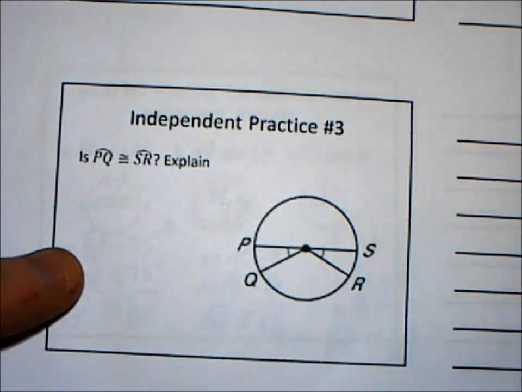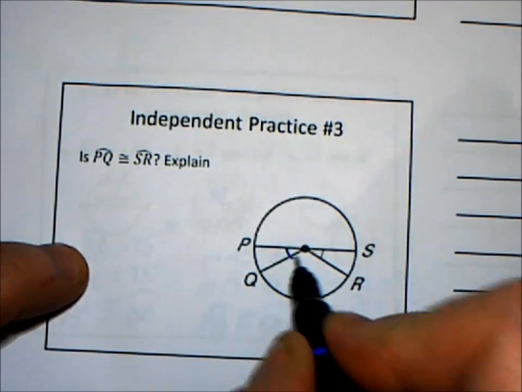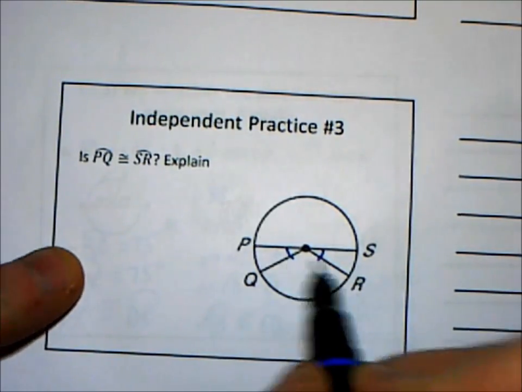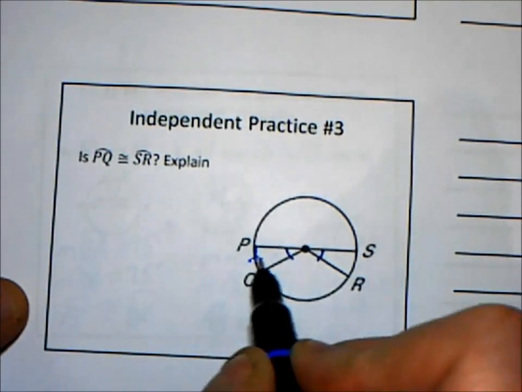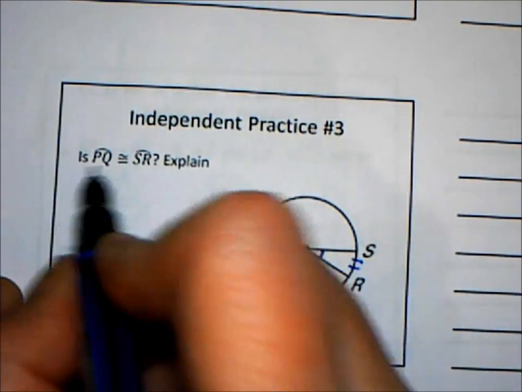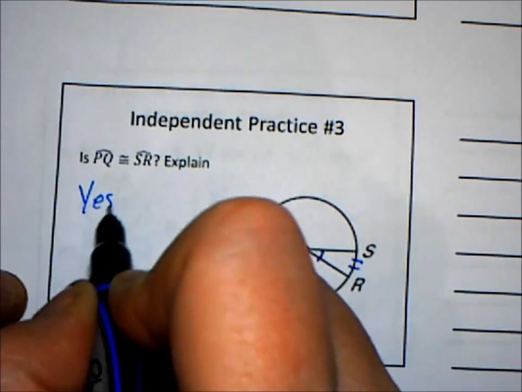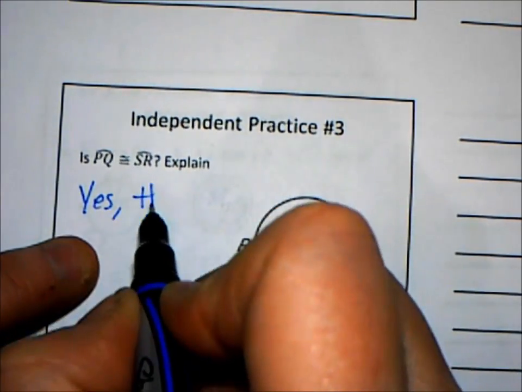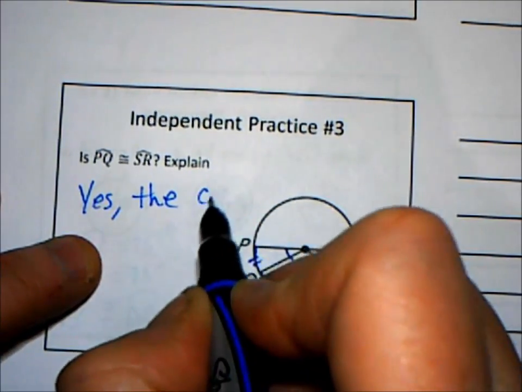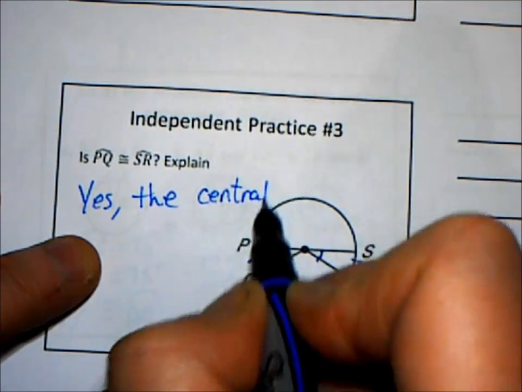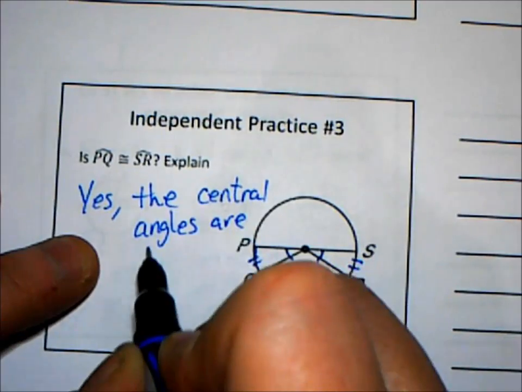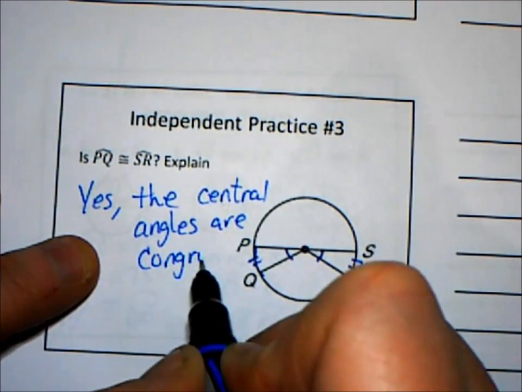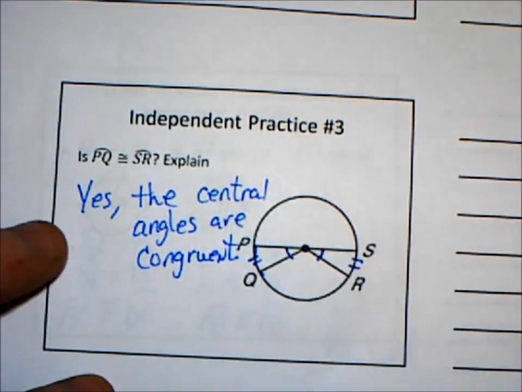And then number 3, the angles are marked being congruent, so that means that this arc is congruent to that arc. So are these two congruent? That is a yes, and the reason is the central angles are congruent. And there you go.